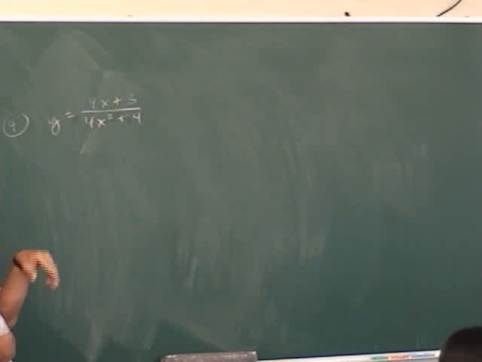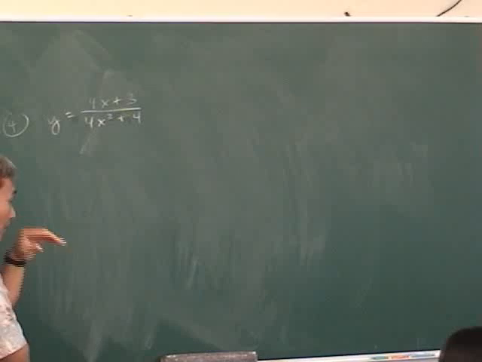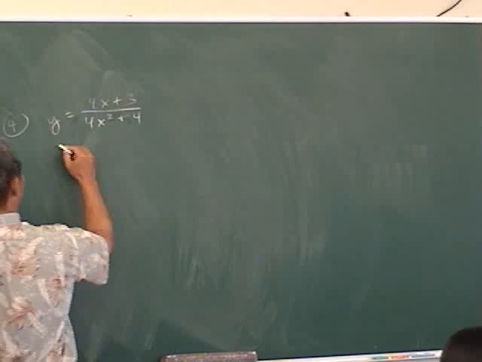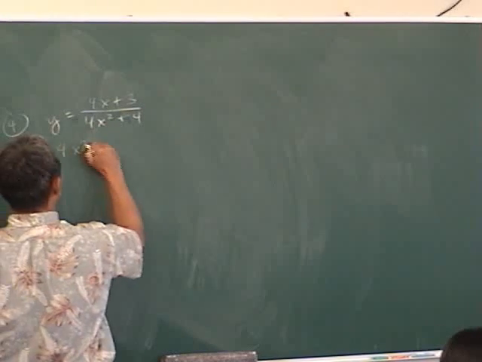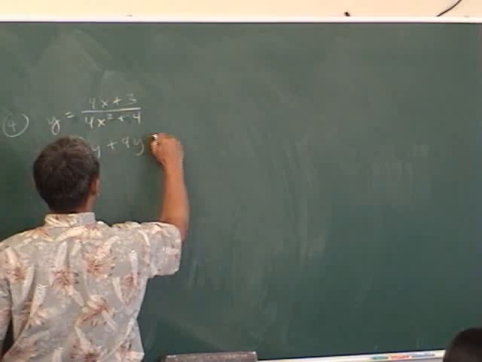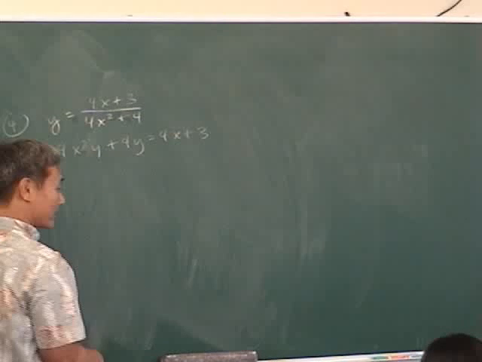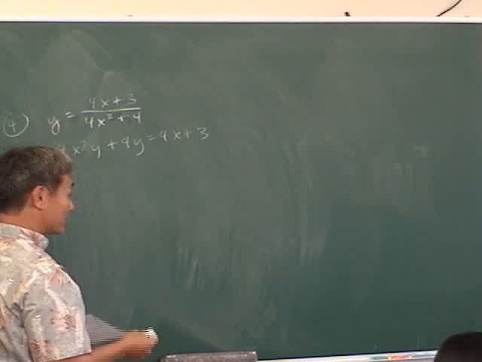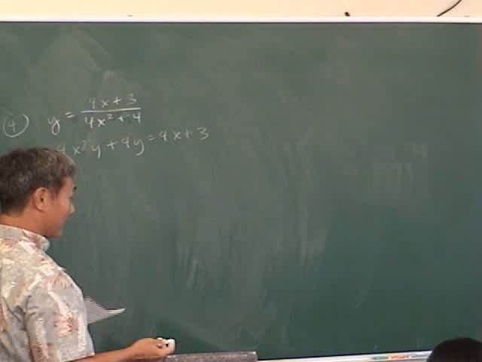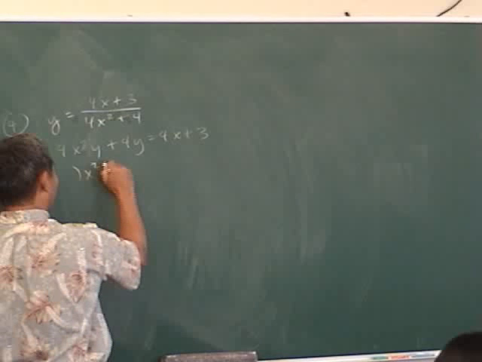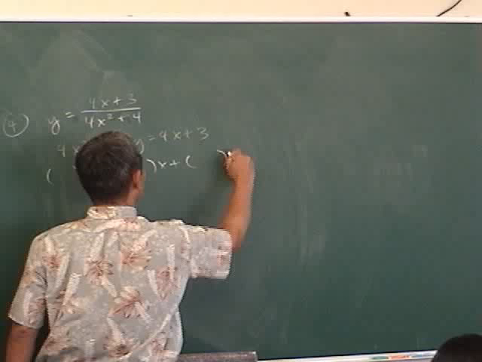Solve for x. You have to solve for x. Okay, so first step, cross multiply. So 4x squared y plus 4y equals 4x plus 3. See how it's quadratic? So you're gonna have to use the quadratic formula at least once tomorrow, maybe even twice. Okay. So you want to put this in quadratic form like this.